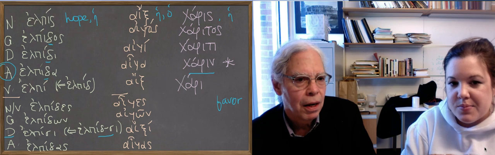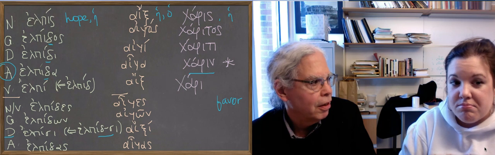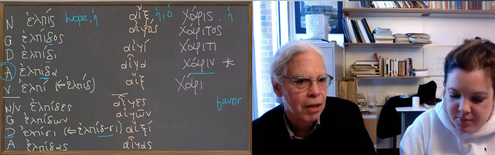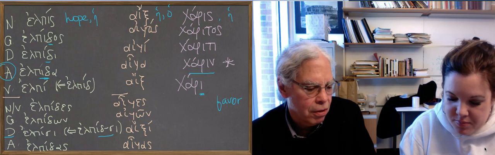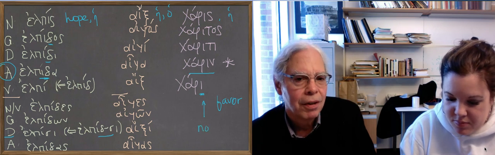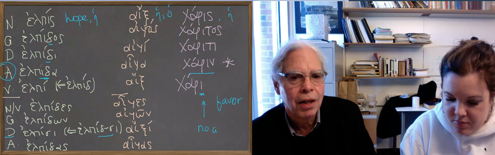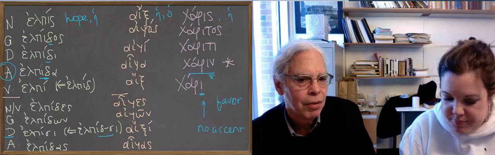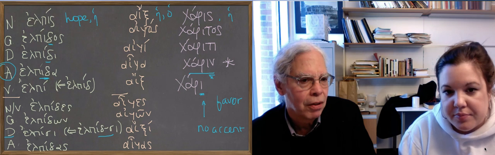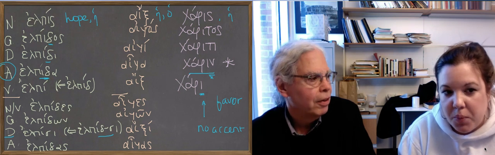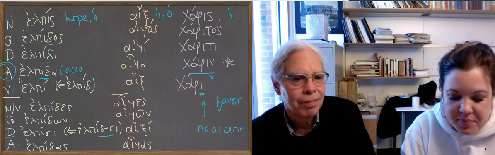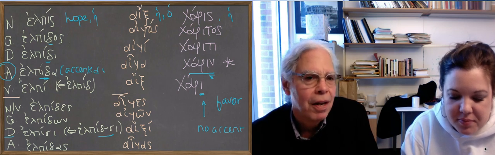When the iota in the inflection has an accent on it, as in elpis, you have alpha. When it doesn't have an accent, like in charis, you have a nu. It makes no sense, but it accounts for the phenomena. No accent on the iota, you're going to have a nu. An accent on the iota, you will have an alpha. So that's a rule of thumb. It works. We can stop there.